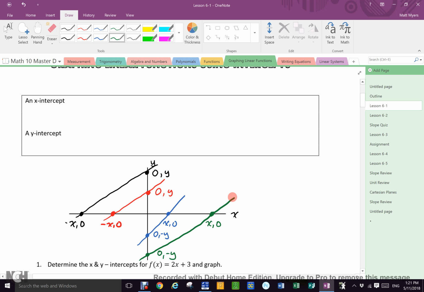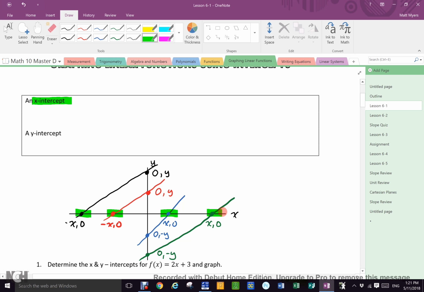Now, each of those points is on a line. That line crosses each axis. Each of those points is now what we call an intercept. Which of those points would be the x-intercept? x, 0. They are the x-intercepts.